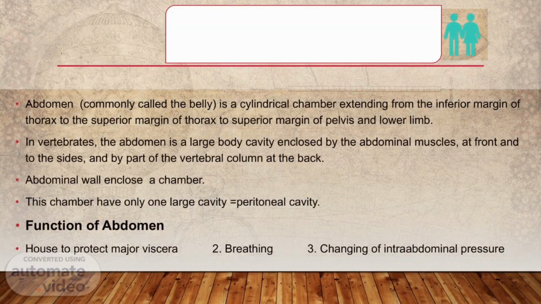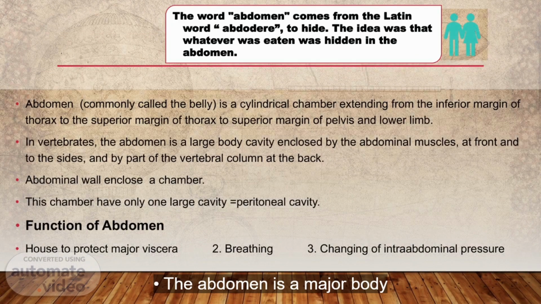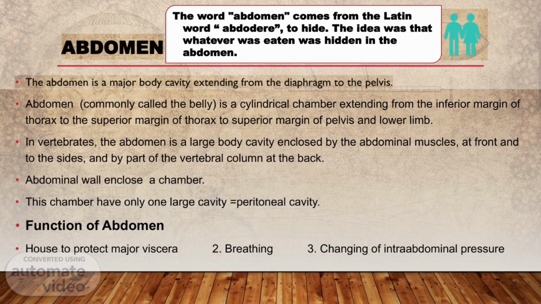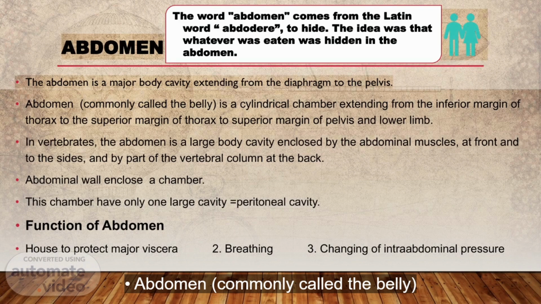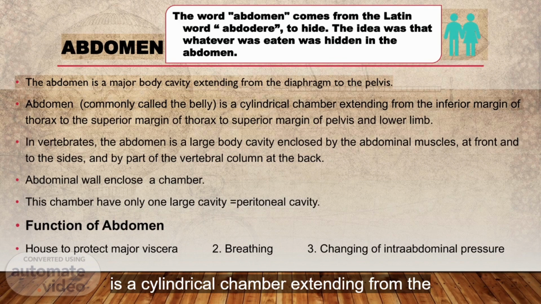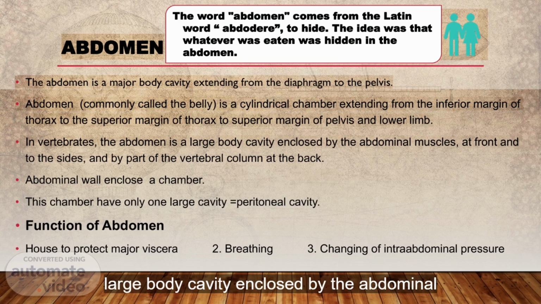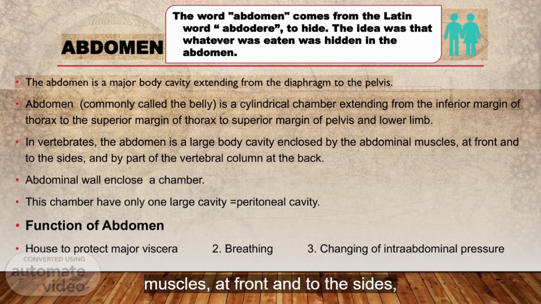Abdomen. The abdomen is a major body cavity extending from the diaphragm to the pelvis. The abdomen, commonly called the belly, is a cylindrical chamber extending from the inferior margin of thorax to the superior margin of pelvis and lower limb. In vertebrates, the abdomen is a large body cavity enclosed by the abdominal muscles at front and to the sides, and by part of the vertebral column at the back.